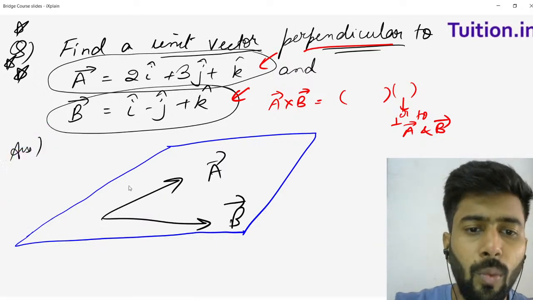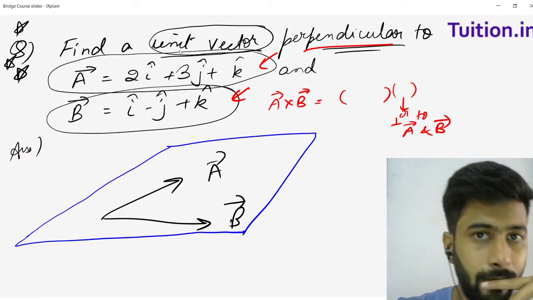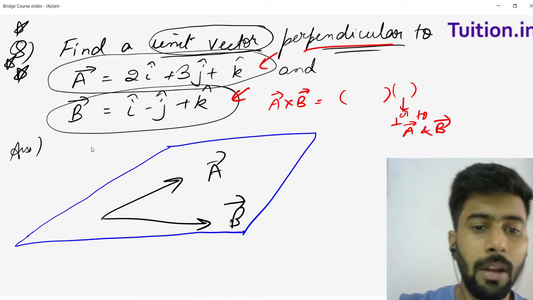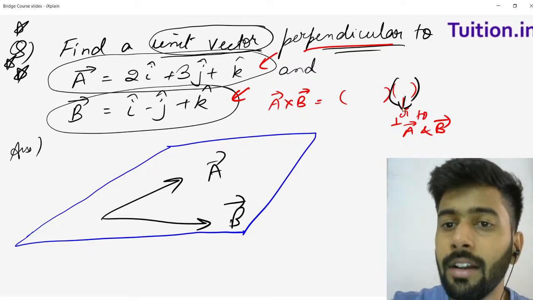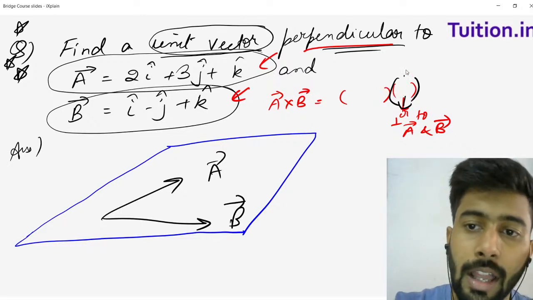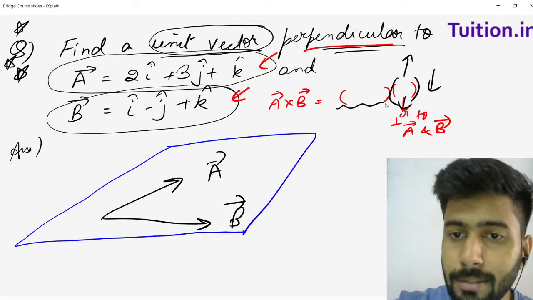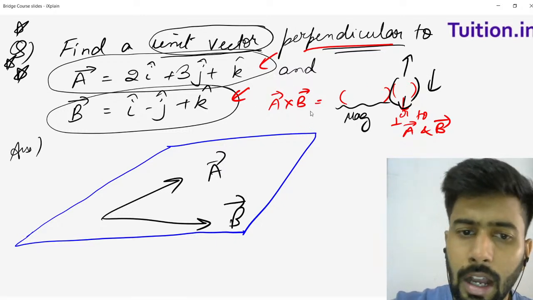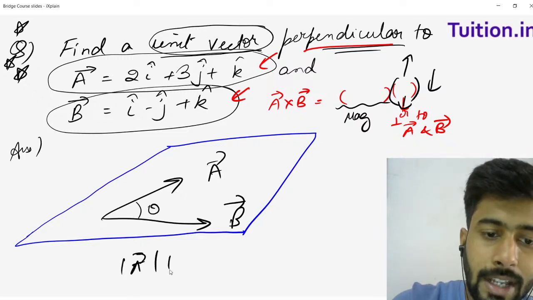But what is the guarantee that that vector will have unit magnitude? There is no guarantee, no. Because if I take cross product of A and B, one thing is guaranteed. I will get a vector whose direction is perpendicular to A and B. It can either be up or down. That we will have to see using screw rule. But as far as magnitude is concerned, how do you get the magnitude of A cross B? Isn't it mod A mod B sine theta?